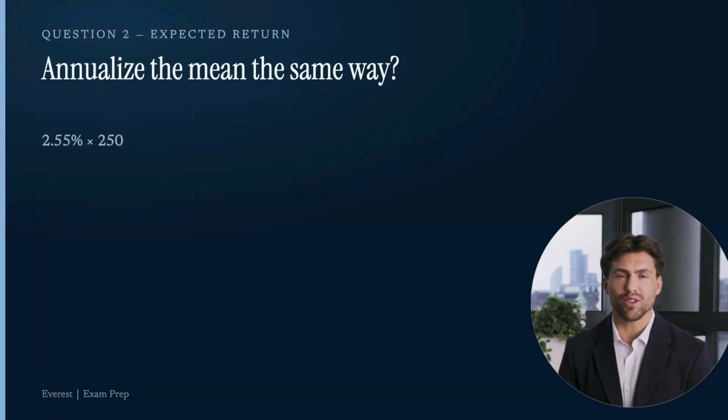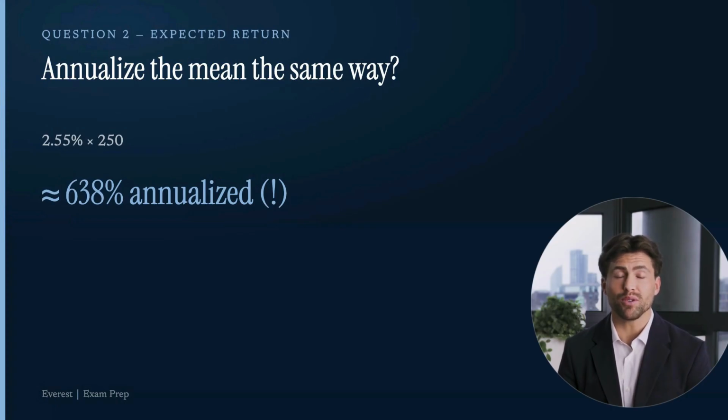Here's a second question worth asking of the same data. Could you use that 2.55% daily average to estimate an annual expected return, the same way we annualize volatility? Multiply it out. 2.55% times 250 is about 638%. That number should stop you cold.